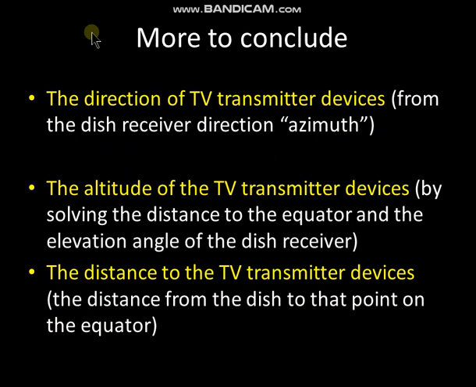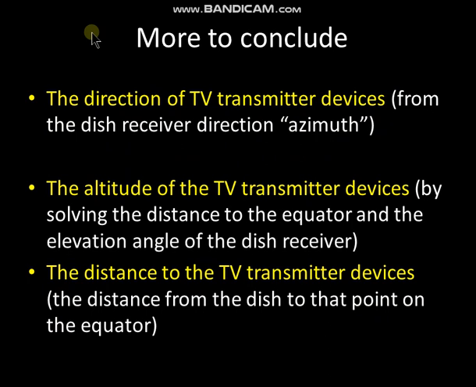So in brief, we can conclude the X, Y, Z of these devices. The first thing is the direction of the TV transmitter device. You can get this from the dish receiver direction of your TV dish. That's the azimuth. Second, the altitude of the TV transmitter device, by solving the distance to the equator and the elevation angle of the dish.